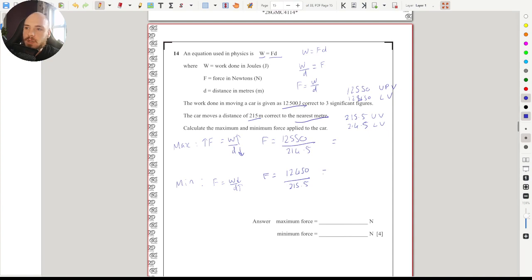So let's work out those two values. The first one is 12,550 divided by 214.5, and that's the greatest force that can be produced, which is 58.5. And the minimum force is 57.77. So our maximum force is 58.5 and our minimum force is 57.77. Hope that makes sense, and I'll see you in the next one.